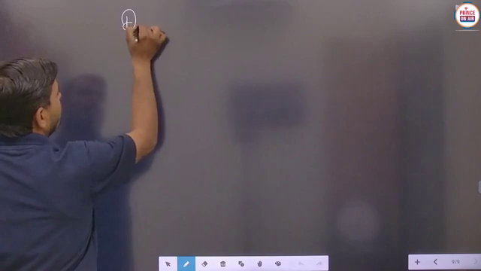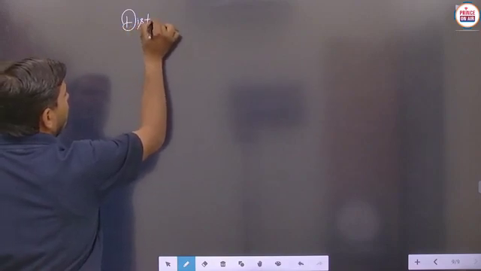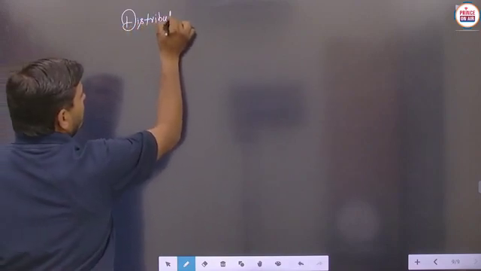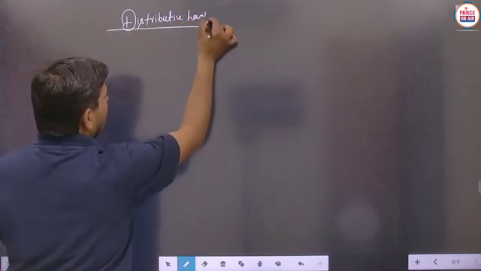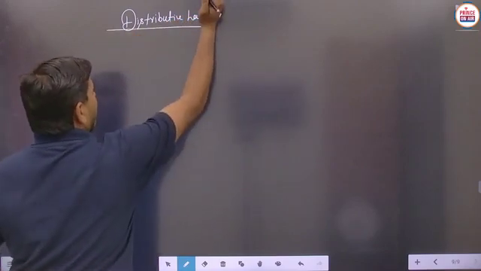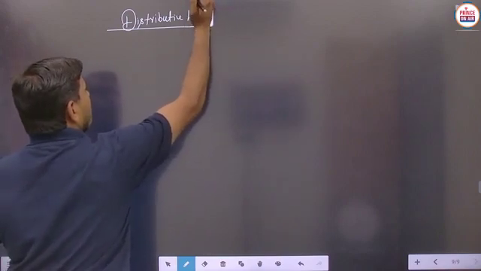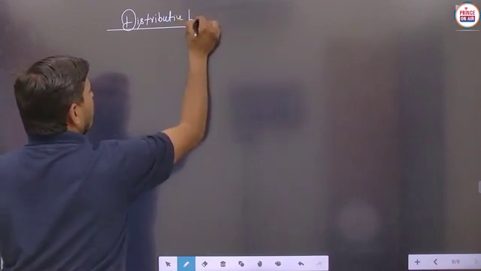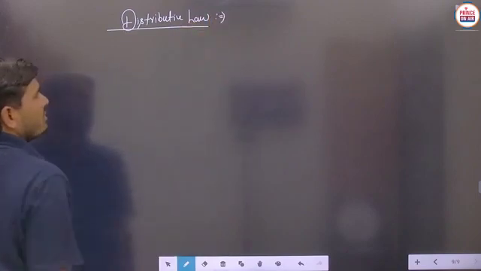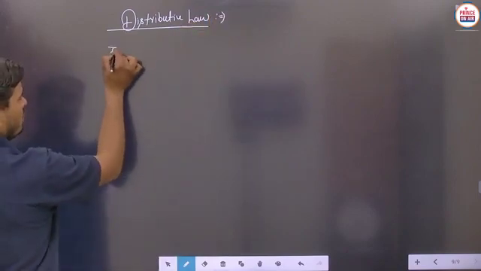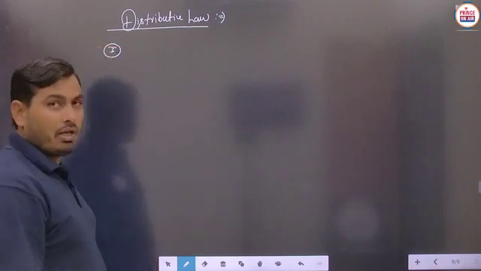Distributive law. So what is the meaning of distributive law first of all? Because students, in many questions this particular law is very important for us. This property is very important for us to simplify the given expressions. So there are two kinds of distributive law used for union and intersection.